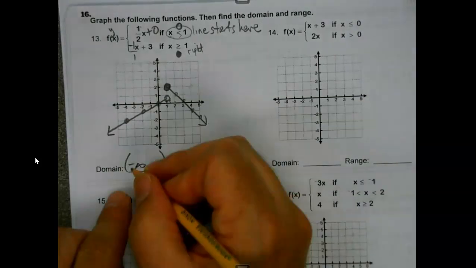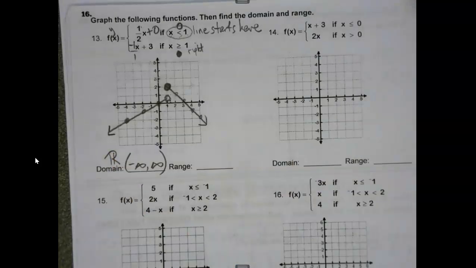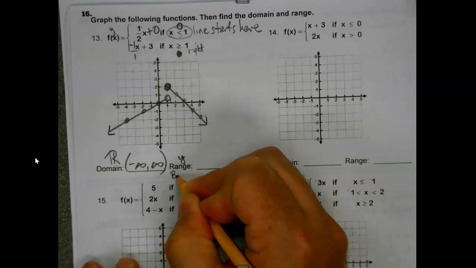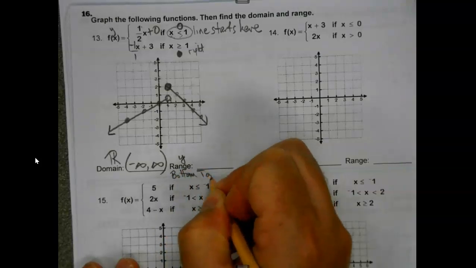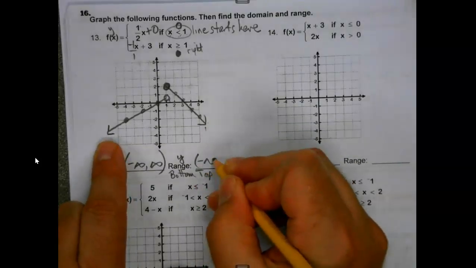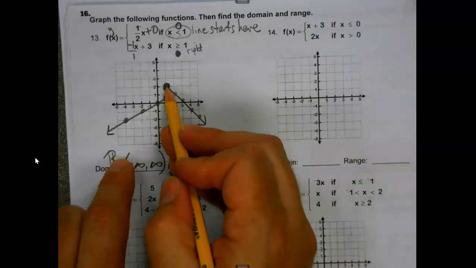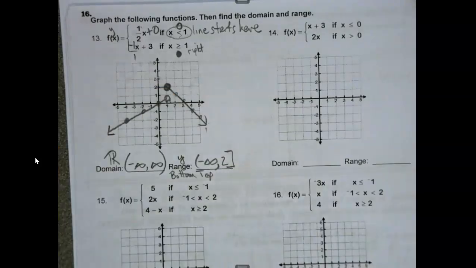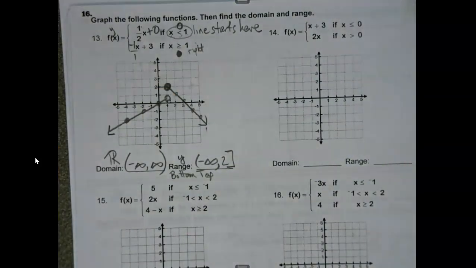You can write it this way, or you can write it as all reals. I don't care. I'll take either. My range, however, doesn't go infinitely, because remember, that's my y values from bottom to top. It goes down forever, so negative infinity. But this is as high as it goes as far as y goes. So it only goes, in this case, as high as 2. Could that be all reals at times? It can be.